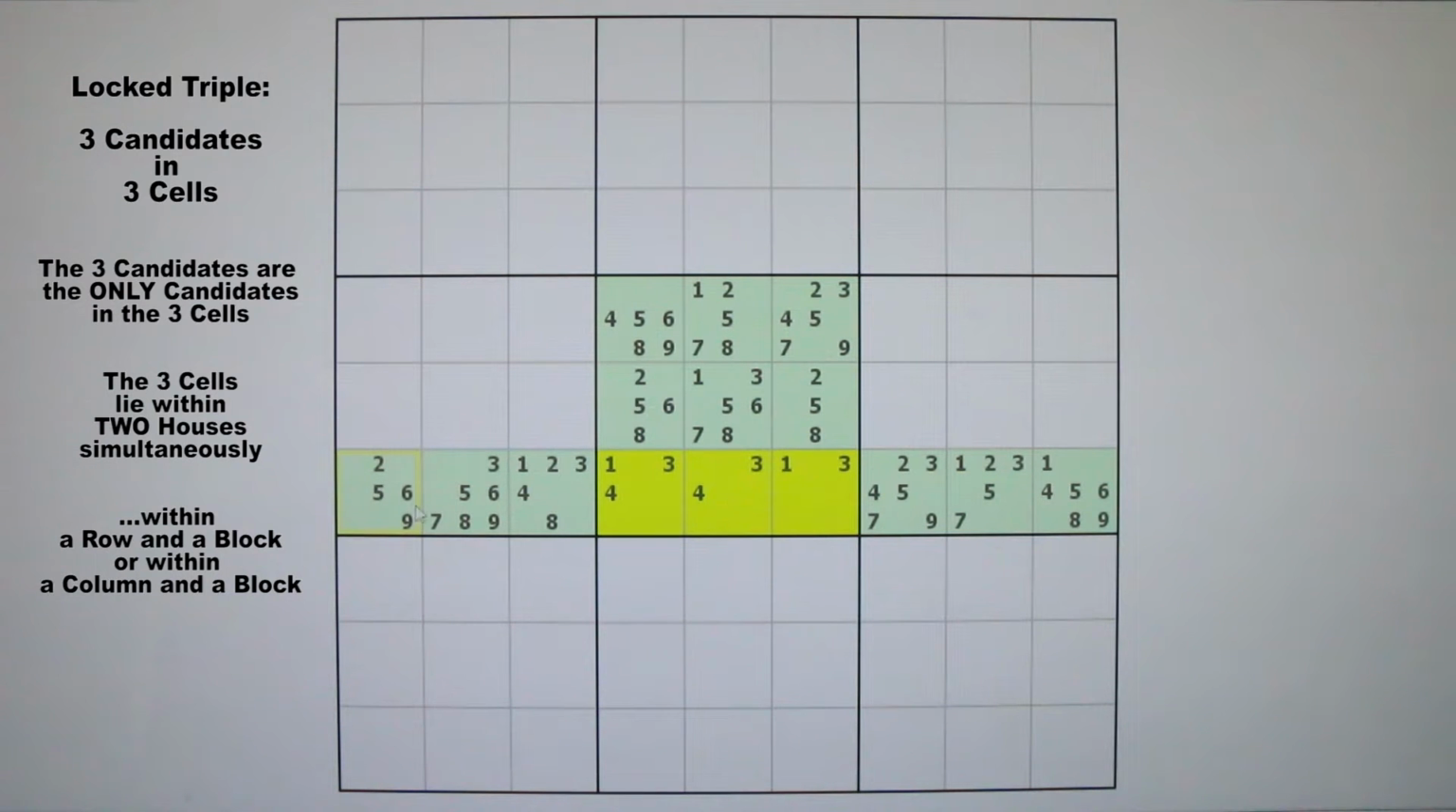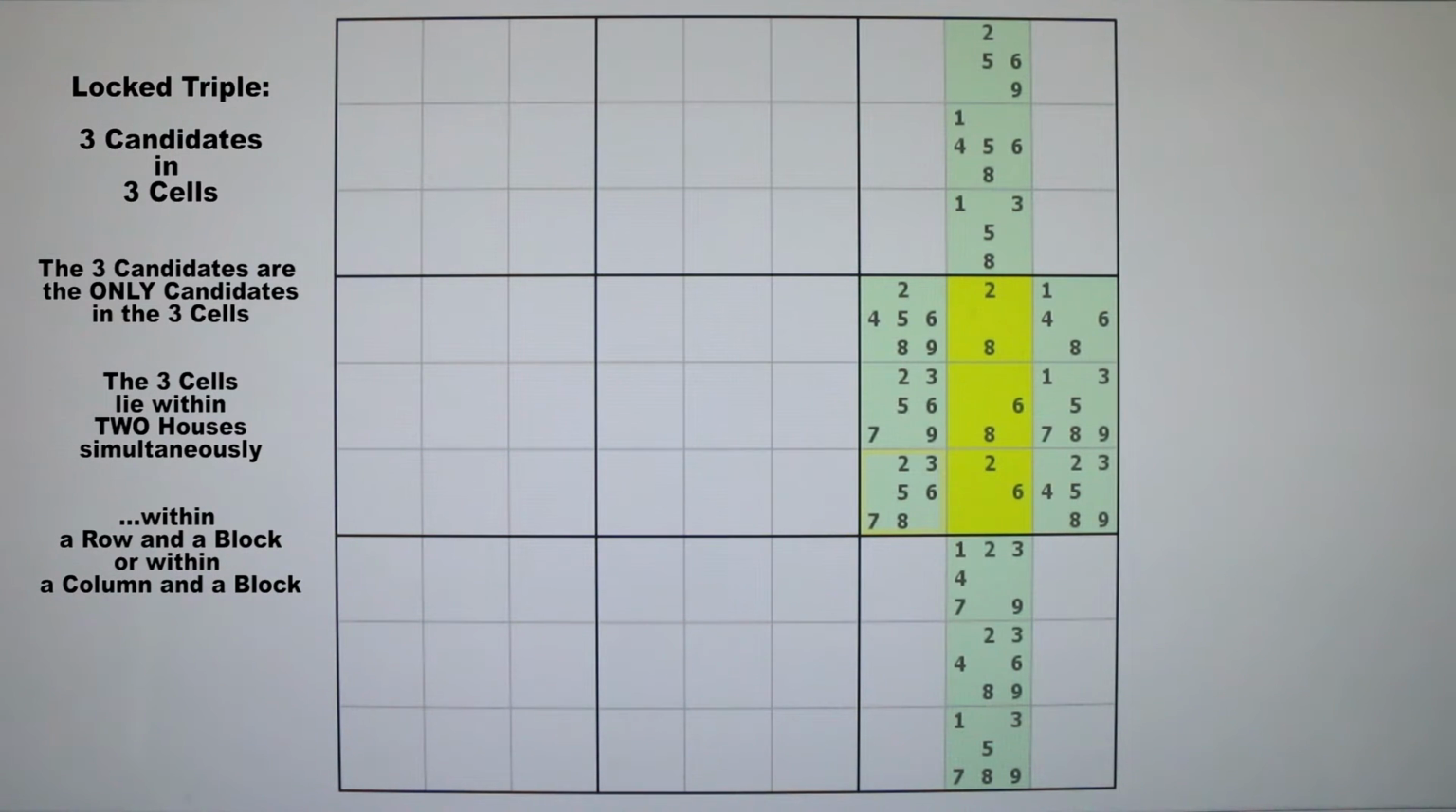So in the row we eliminate these 1s, 3s, and 4s. Now we go to the block. We can eliminate the 4, 1, and 3 there. There's none in there. 1, 3, and I think that's it. So when these lie in two houses at the same time, you'll see that a lot of eliminations can be made. All right, we'll take a look at one more.